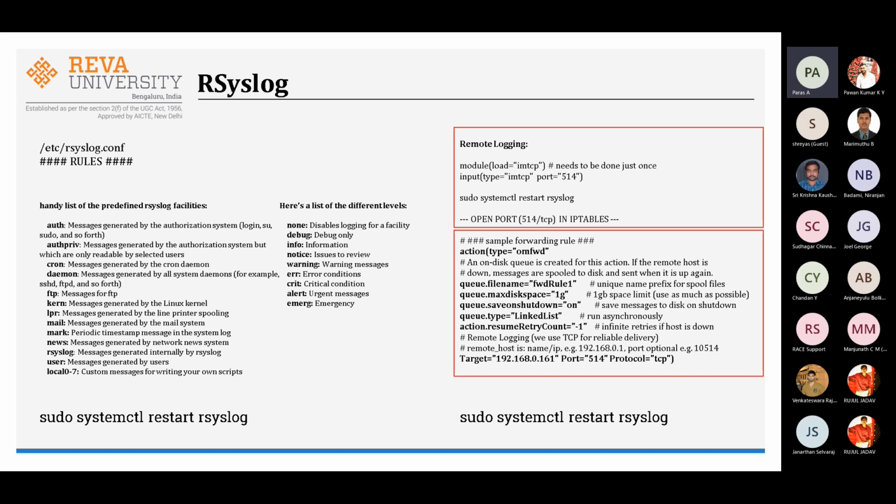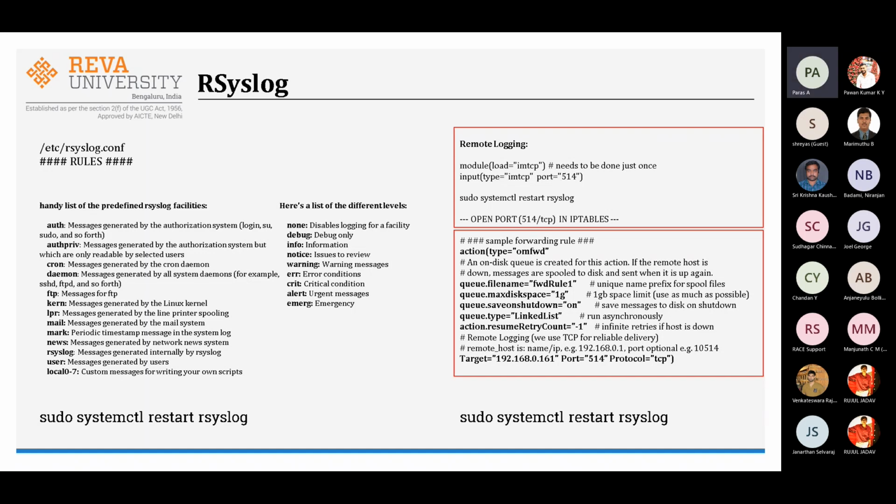Rsyslog is the internal log service messages. User is something which we echo, which we type a command and we get the message echoed back on the screen. So those are user. And then local0 to local7 is something that can be used by the applications or the utilities. So that's my local0 to local7.